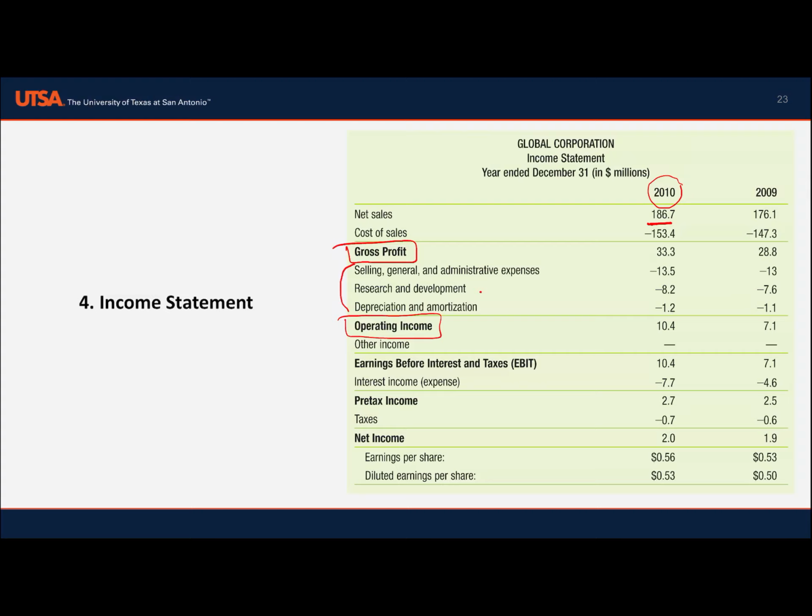we will get earnings before interest and taxes. When we subtract interest expense from EBIT, earnings before interest and taxes, we will get pre-tax income. When we subtract taxes from pre-tax income, we will get net income. And by using net income, we can find earnings per share and diluted earnings per share.